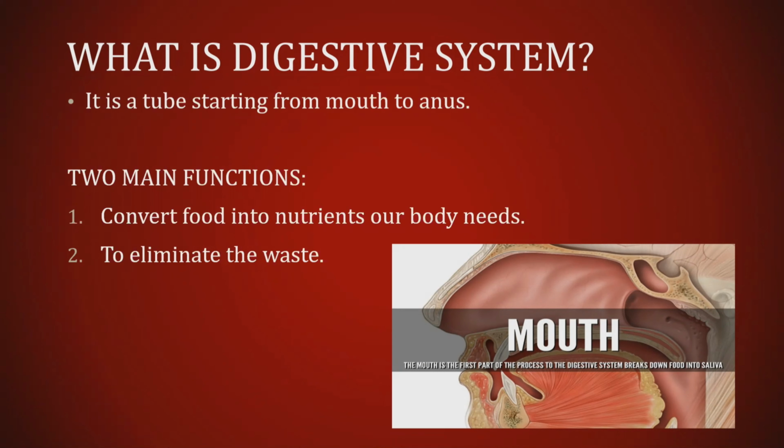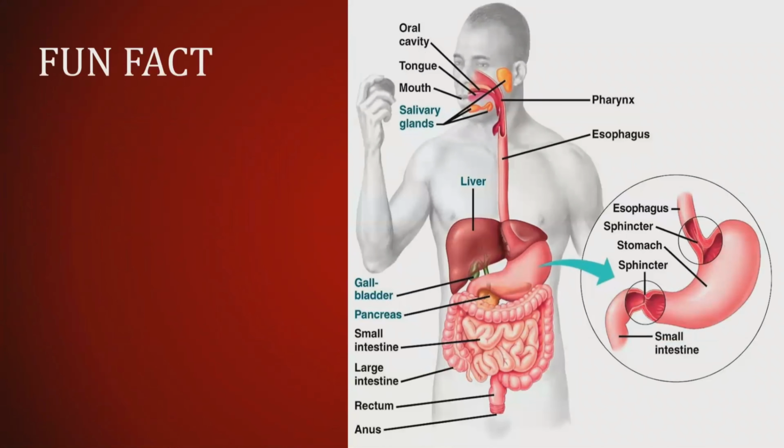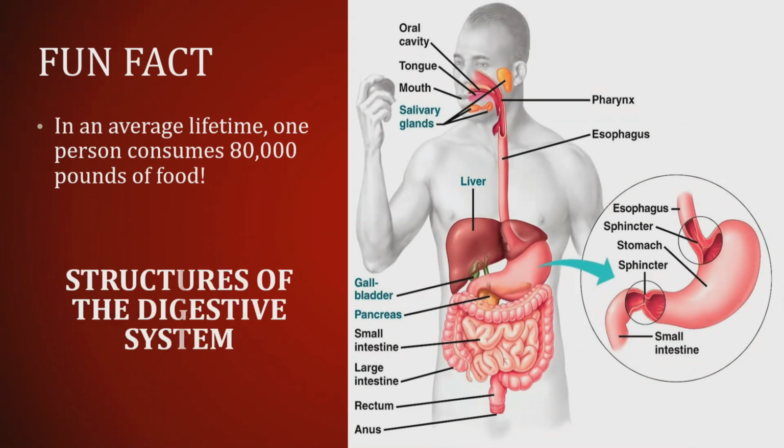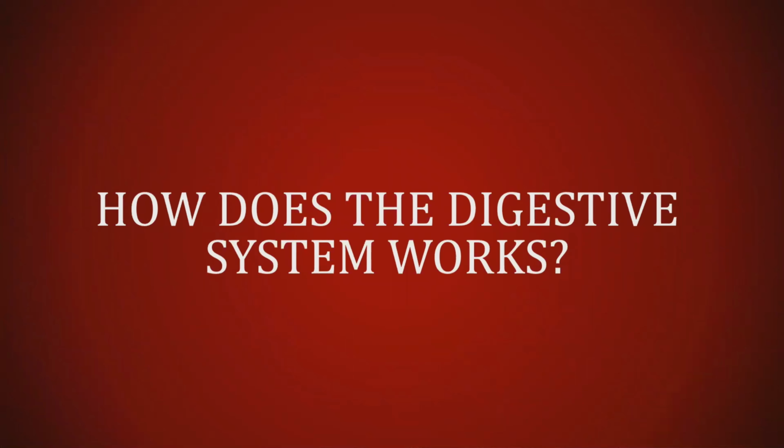Take note of this. It also gets rid of the waste from our body. There is a fun fact about it. In an average lifetime, one person consumes 80,000 pounds of food. Structures of the digestive system. How does the digestive system work?